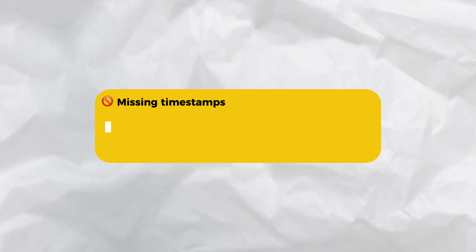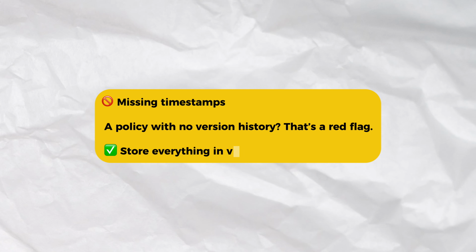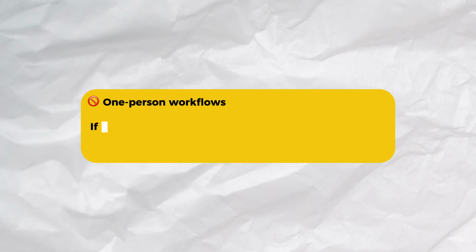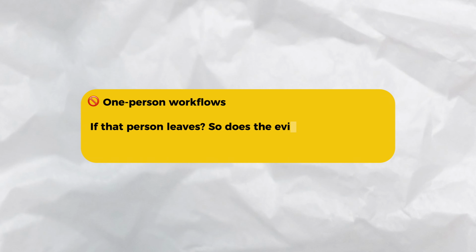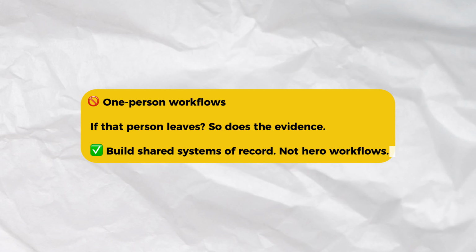Missing timestamps. A policy with no version history is a red flag. Store everything in a version control system. One person workflows. If that person leaves, so does the evidence. Build shared systems of record, not hero workflows.